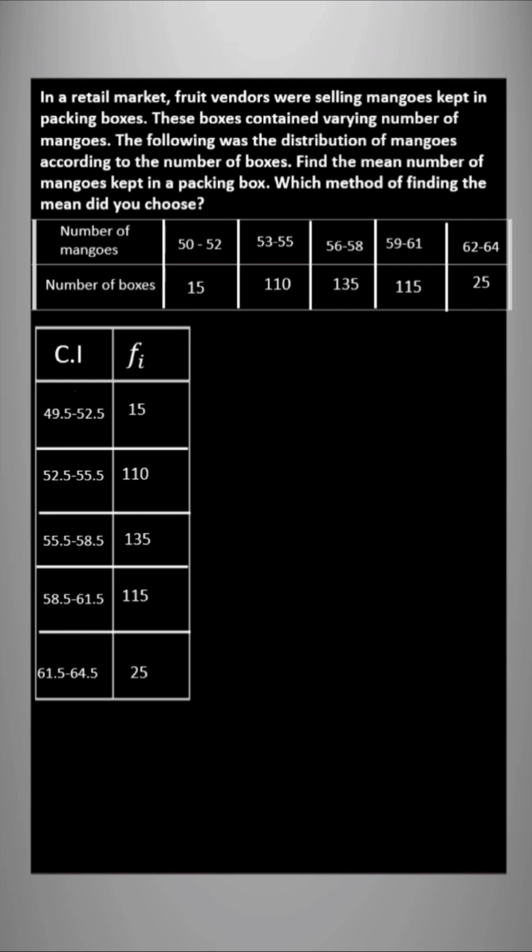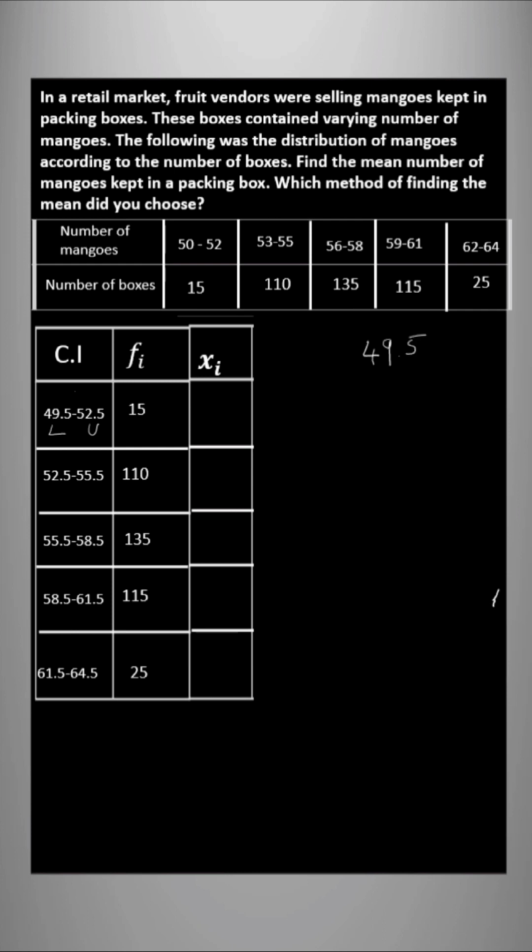Now let us find class mark. So now let us add one more column for class mark, that is xi. You know how to find out the class mark. Lower class limit plus upper class limit. What it is? 49.5, 52.5. If we add a lower class limit and upper class limit, we will get 102. Divided by 2 is what? 51. So class mark of the first class interval is 51.